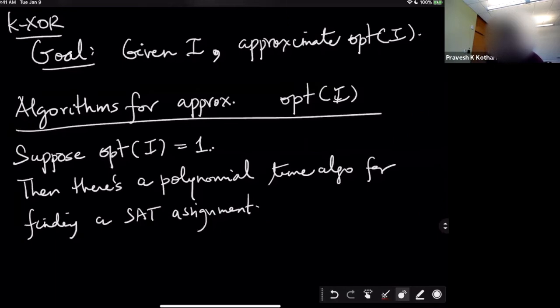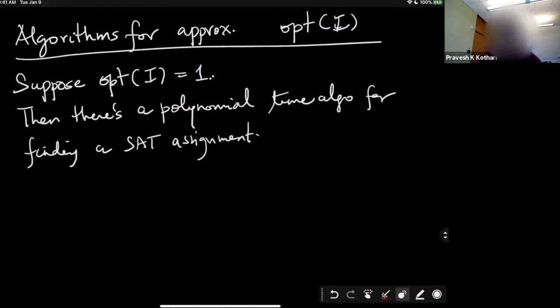Good. So that's great. So all satisfiable instances are somehow easy. But let's say my instance is not satisfiable. Then what can we do? How many constraints can we satisfy? What can we do when the instance given to us is not completely satisfiable?